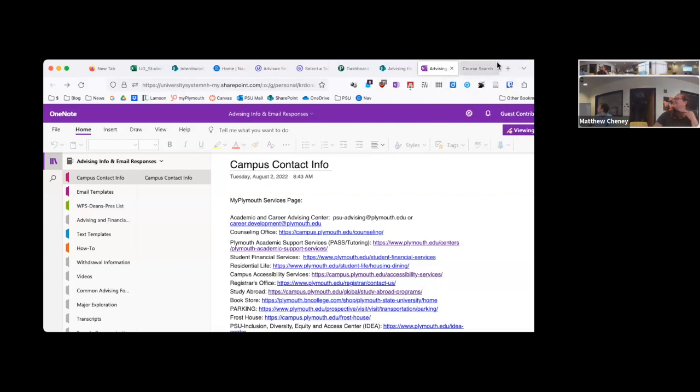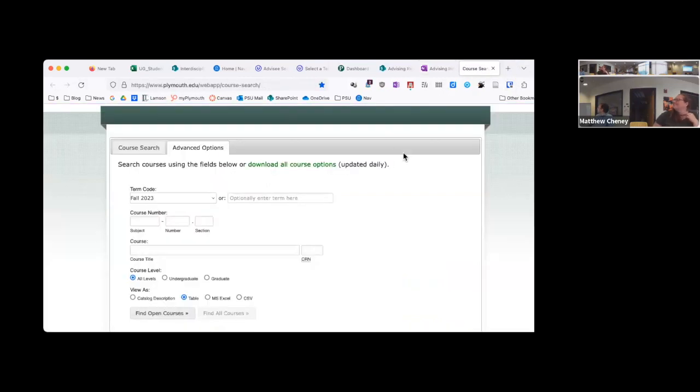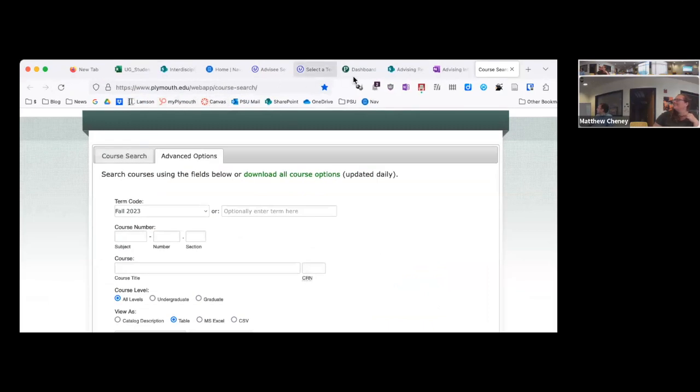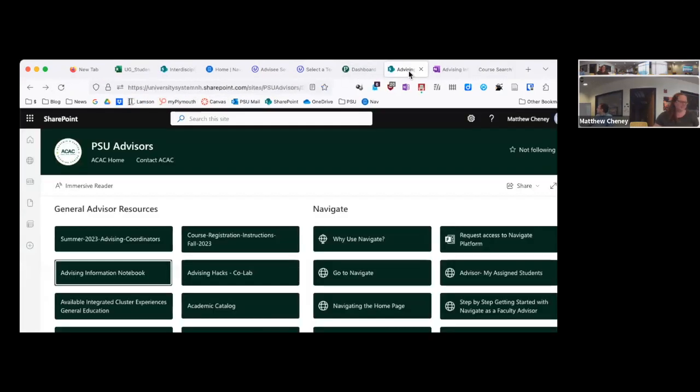Zoom is not behaving very well. So is that usually everything we go over?